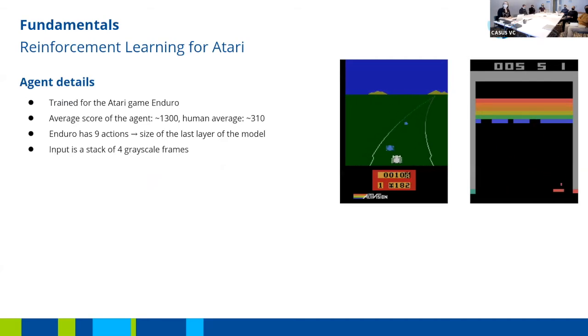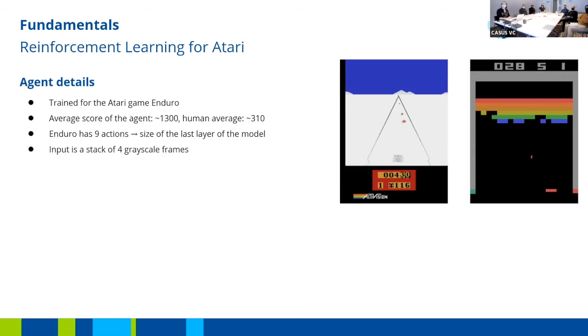So my reinforcement learning agent is originally trained on the game Enduro. I gave this talk 2 weeks ago to my supervisors already, and since then I have been able to finally train another agent on the game Breakout. That's why I added the movie to it. It was really good at both.